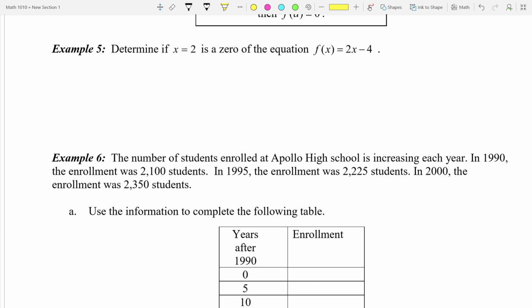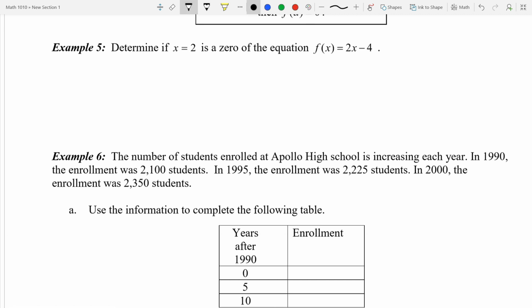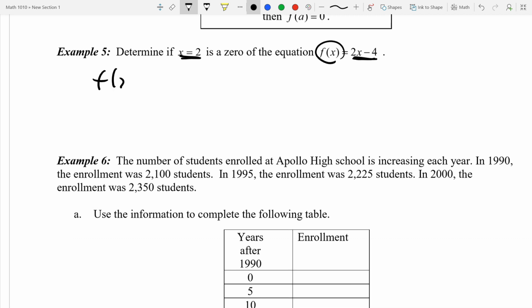Okay, determine if x equals 2 is a 0. Determine if x equals 2 is a solution. So guys, listen. If x equals 2 is a solution, then when I plug it in, what will my y be? Think solutions are here on the x-axis. Anything that's a solution, tell me the value of the y. How far did I go up or down? I didn't, so it would be a 0. Good. So everybody go, f of 2 is equal to 2 times 2 minus 4.